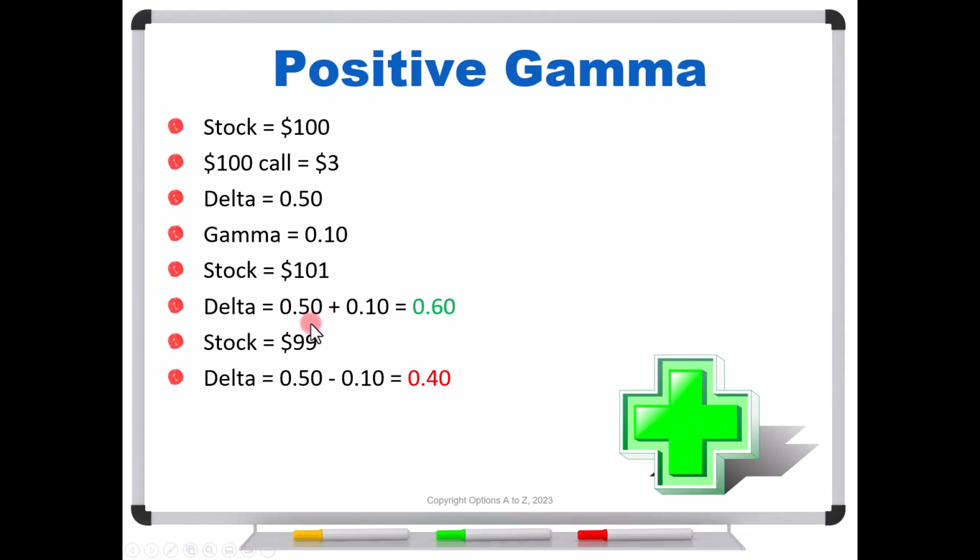So as I showed with the last definitions, stock price up, delta up. It went from 50 to 60. Stock price down, falls to 99, then the delta goes down. It fell from 50 to 40.